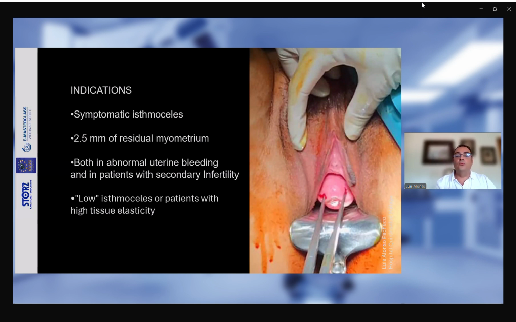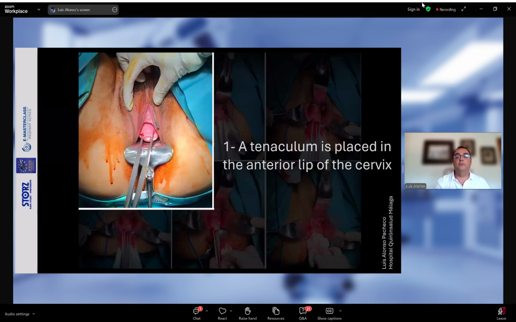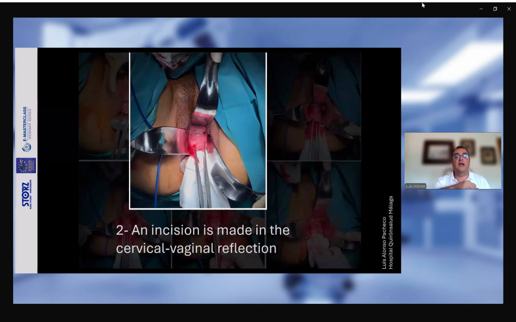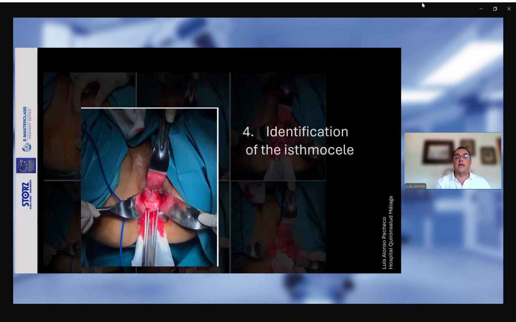So what we do is, first, we grasp the cervix with a tenaculum. Then we make an incision in the cervical vaginal reflection. The bladder is dissected away to open the vesico-vaginal space and to reach the peritoneum. Third, I use a uterine sound and I place it into the defect. I push that sound in order to identify the exact location of the defect.